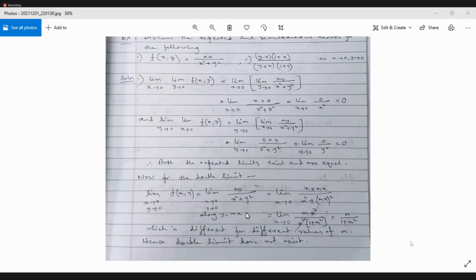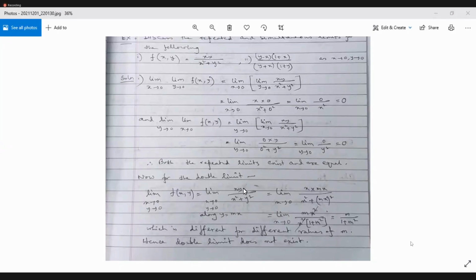That's why we can say that as the path changes, the limit also changes. That means the limit doesn't exist, because a limit, if it exists, should be independent of the path. So if along different paths we get different results, then we'll say that the limit doesn't exist. So let us choose the path as y equal to mx. We'll replace y by mx. Then the whole thing will be dependent only on x. After that, we'll make x tending to 0.